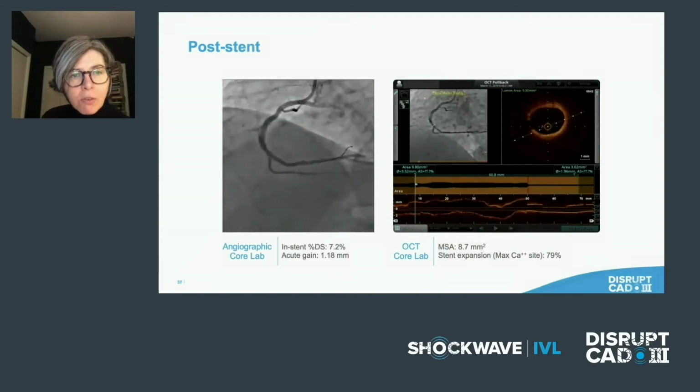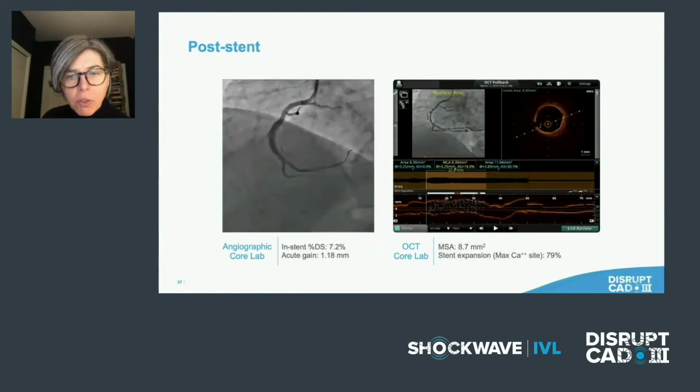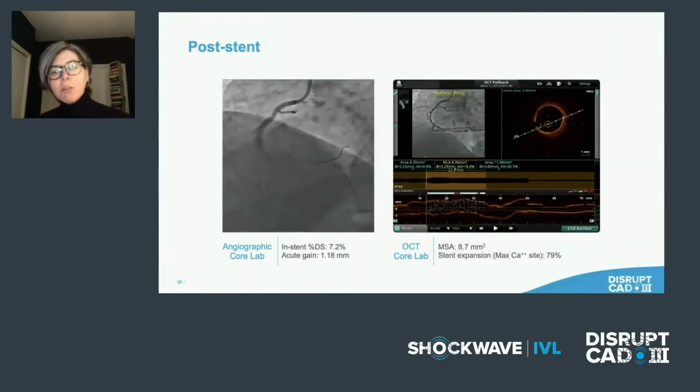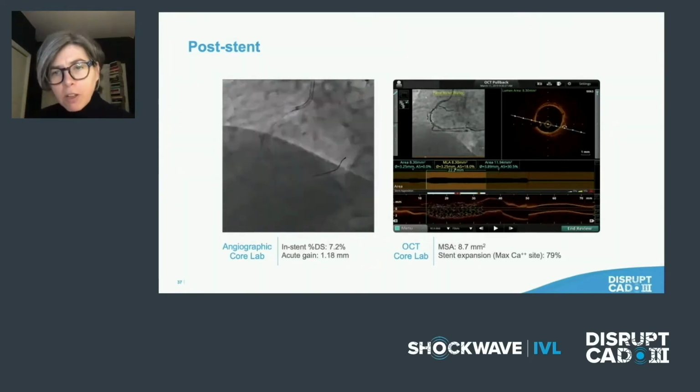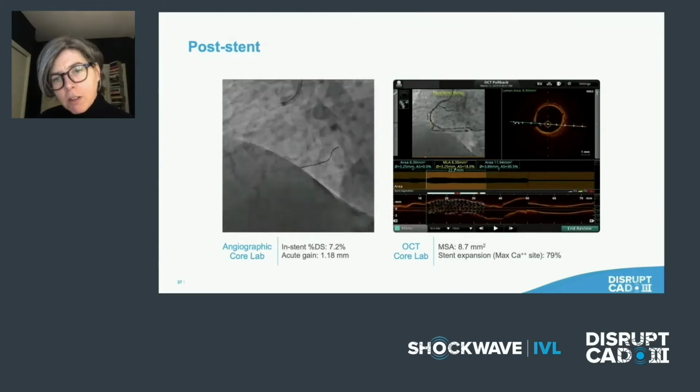Following stenting is a very nice angiographic result, with the MSA increasing to 8.7 millimeters squared, and with the minimum stent expansion at 79%. You can see on the spin round, it's a nice symmetrical expansion of the stent.